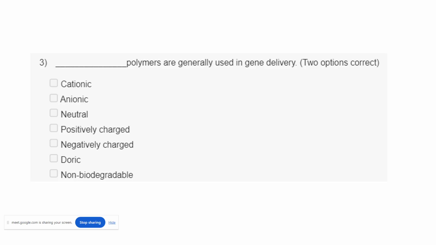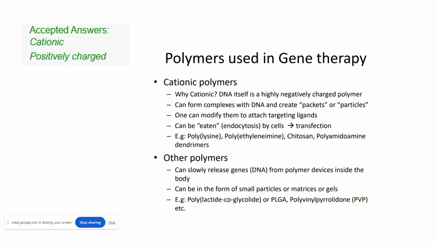Okay. So both of you are correct. It would be cationic and positively charged polymers. So DNA is for gene delivery, you either use DNA or RNA, and both of these genetic materials are basically negatively charged. So you would want something positively charged or cationic to interact with this so they can form complexes, and it's easy to modify them to attach to this kind of polymers.